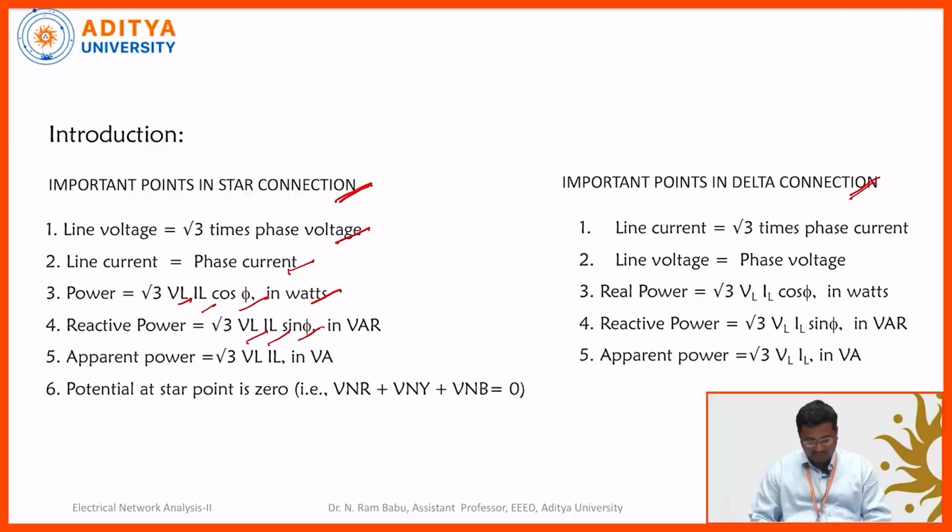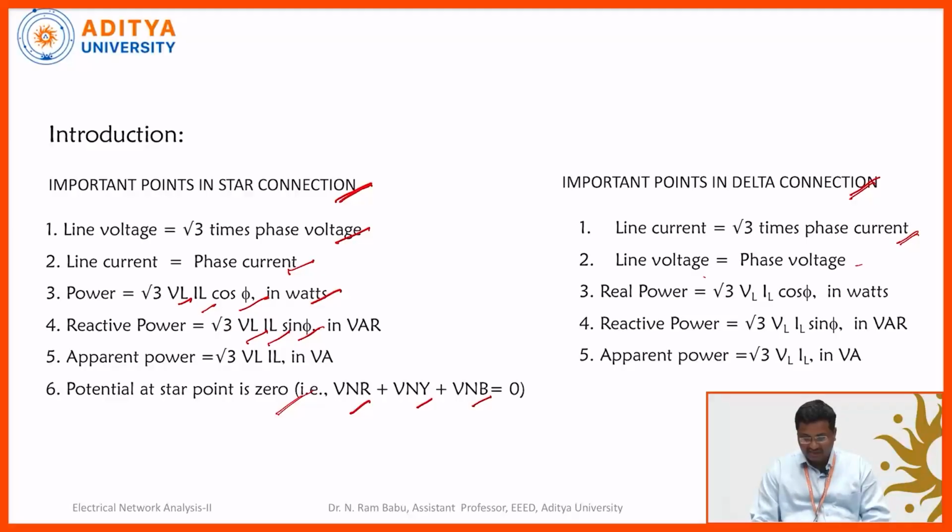The final most important point is the potential at the star point, that means the voltage at the combining point of all the neutrals: VNR, VNY and VNB, the phase voltages with respect to the neutral, and their sum is 0. And coming to the delta connection, the line current is equal to root 3 times the phase current, whereas in star the line current is equal to the phase current. In terms of voltages, in delta the line voltage is equal to the phase voltage.